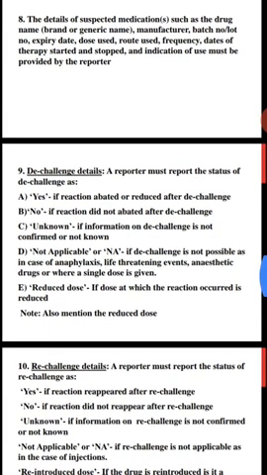Next, reduced dose. If the dose at which the reaction occurred is reduced, if possible, you note down the reduced dose, at what doses the severity of the reaction is reduced. You write down the reduced dose also.